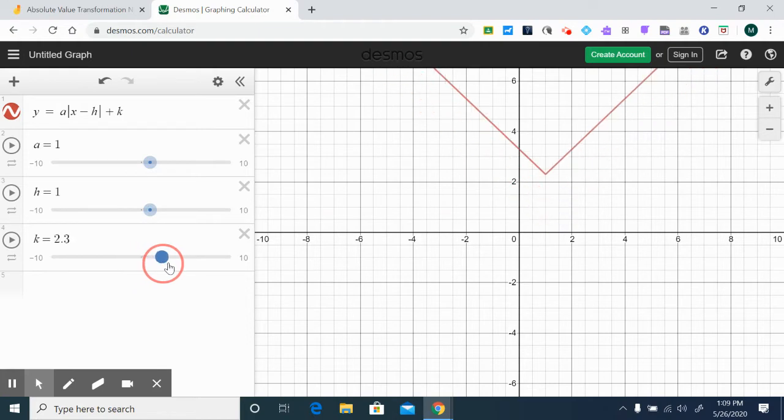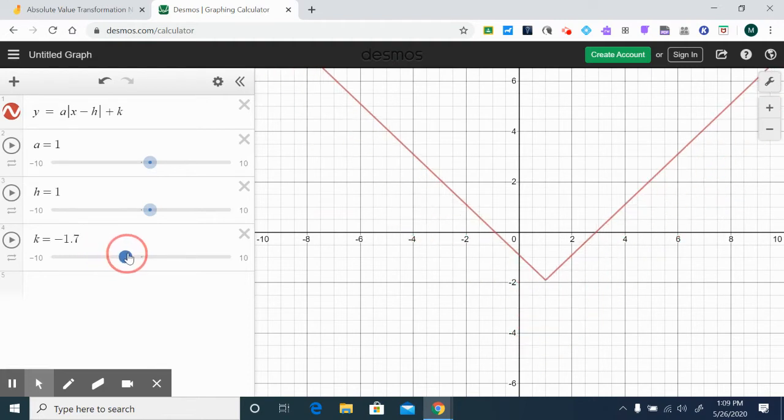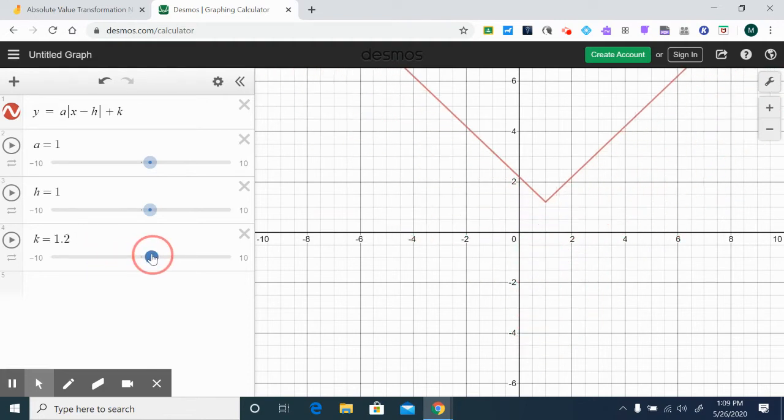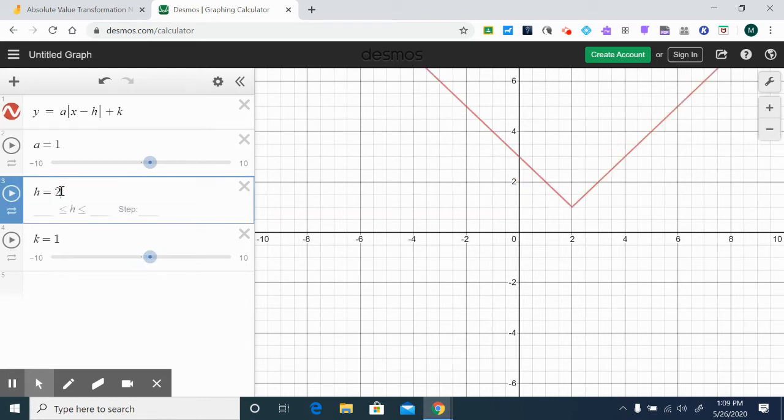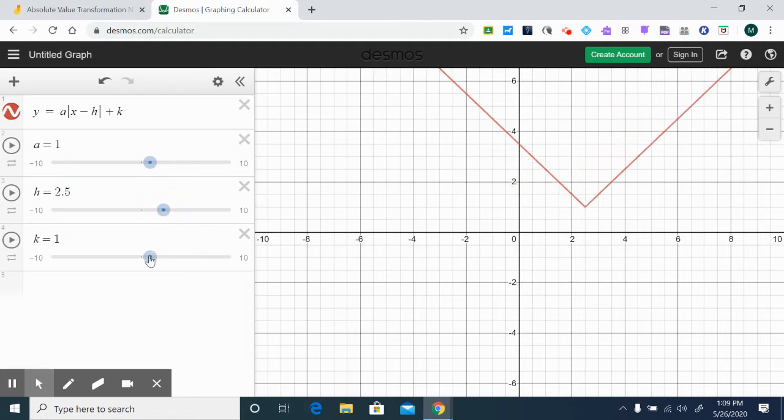Plus k means we go up, minus k means we go down, just like we're used to. Now, if I change my k value to 1, and I change my h value to 2, if we look here at the vertex of the absolute value function, it's 2, 1. Remember, this looks like an equation, x minus 2 and plus 1. So this h and k also happens to be the vertex of our absolute value function. That makes sense because when you think about it, we're just moving that vertex around when we're doing our transformations.